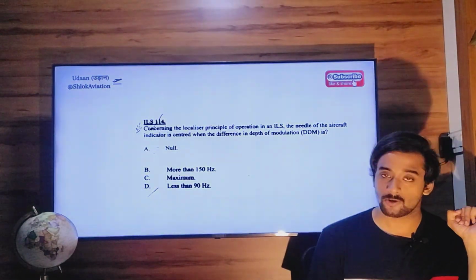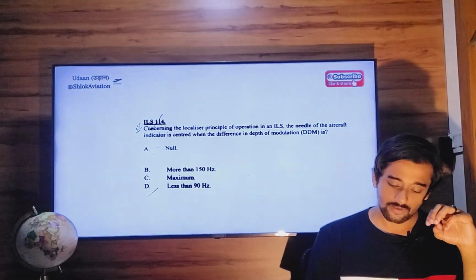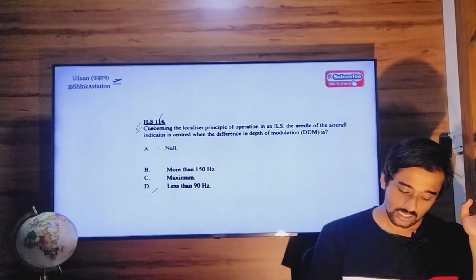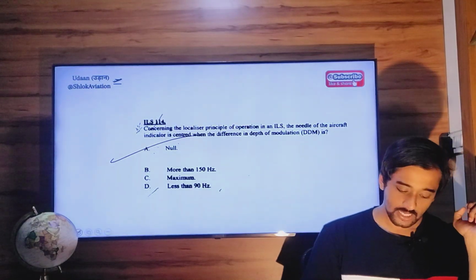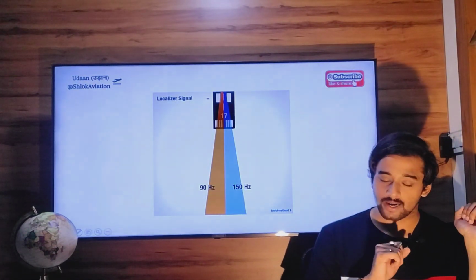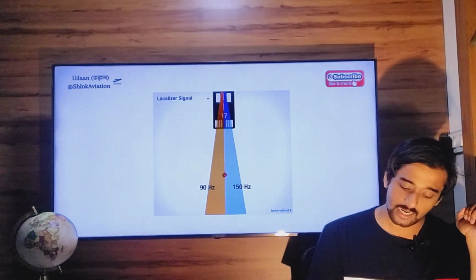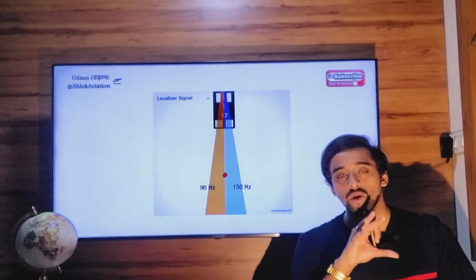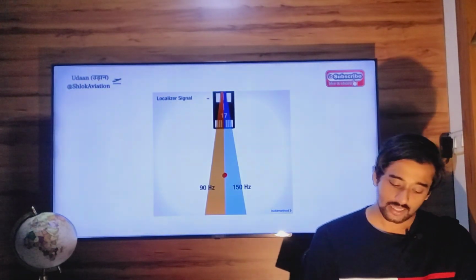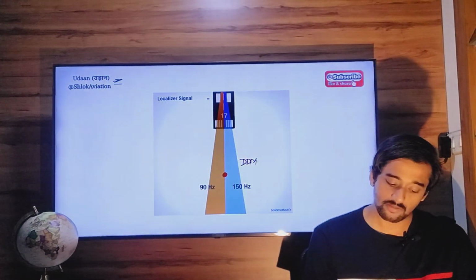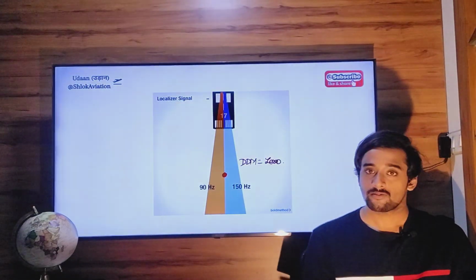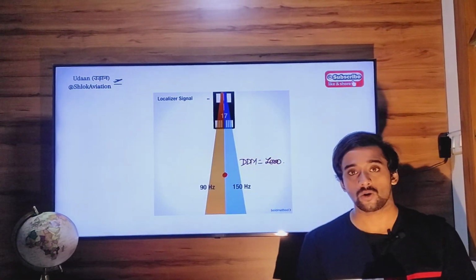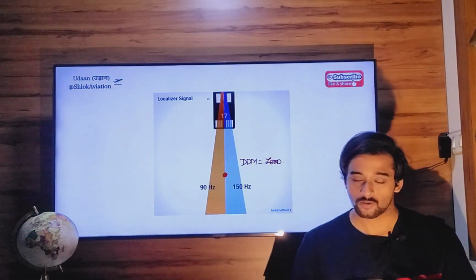Concerning the localizer principle of operation, the needle of the aircraft indicator is centered when the difference in depth modulation is zero, null. This is your ILS localizer radiation pattern. When you are located on the extended center line of this runway, you will receive both the 90 Hz and 150 Hz signals equally. We call that a difference in depth modulation equal to zero. When your aircraft deviates from the center line, the difference in depth modulation will increase. It will be more than zero.